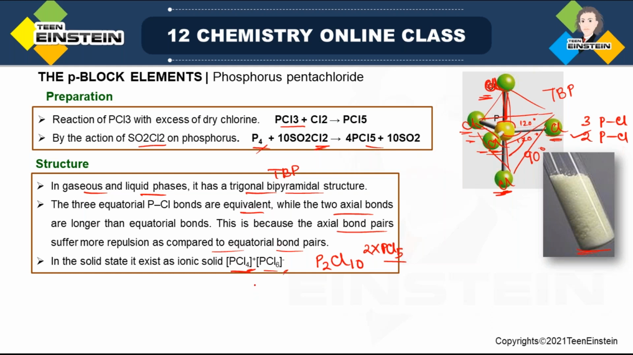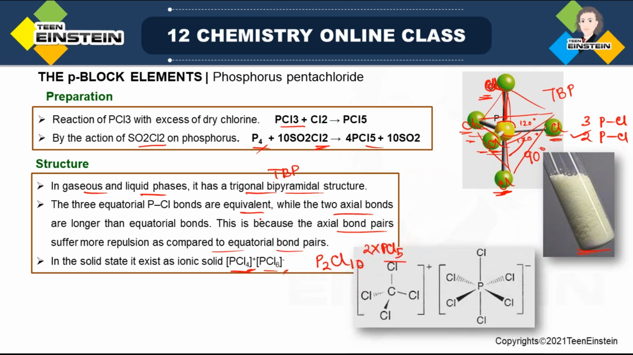So PCl4 plus is tetra coordinated because 4 chlorine atoms are attached, and in the anionic part 6 chloride ions are attached. Okay, so here coordination is 6. So the first portion is tetrahedral, and the second portion, the anionic part, has octahedral geometry.